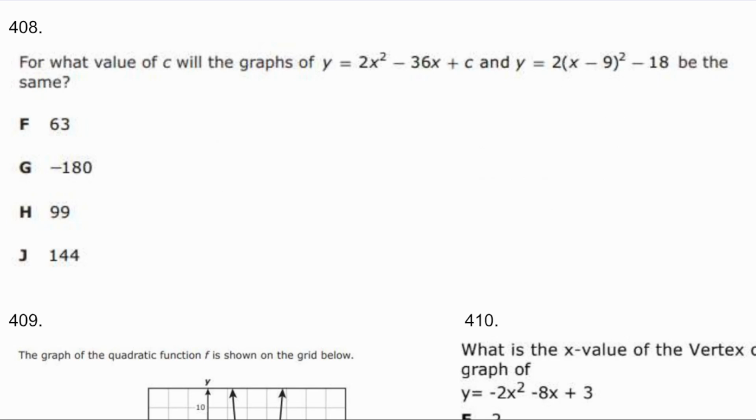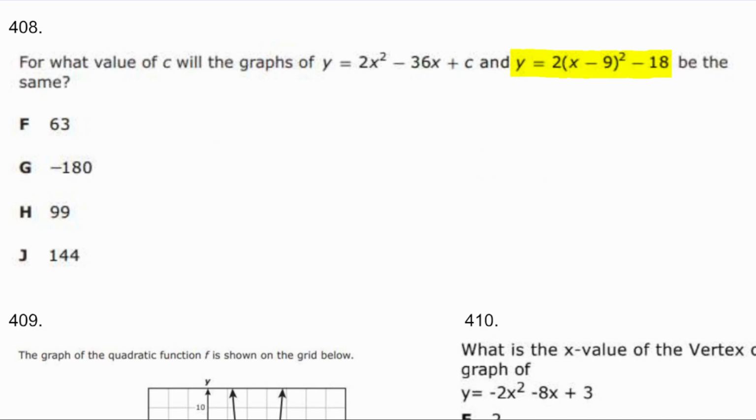All right, number 408 is asking us what value of C makes the graphs the same. Now, if the graphs are going to be the same, then they should have the same equation. So what I'm going to do is expand this second equation here and hopefully be able to find that constant term, the y-intercept, and just match it up. That's what I'm going to do.